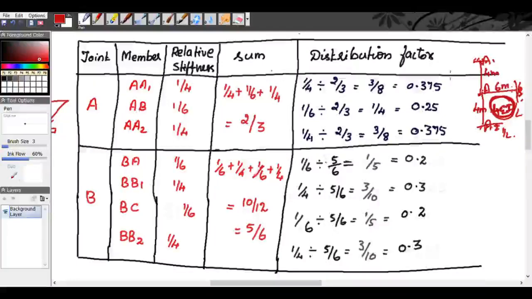Now for determining the distribution factors, this relative stiffness is K, and the summation is sigma K. So the distribution factor is K by sigma K. So what we get is 1 by 4 divided by 2 by 3, we get 0.375. Similarly for AB, the distribution factor is 1 by 6 divided by 2 by 3, so it is 0.25. And the distribution factor for A2 is 1 by 4 divided by 2 by 3, we get 0.375.